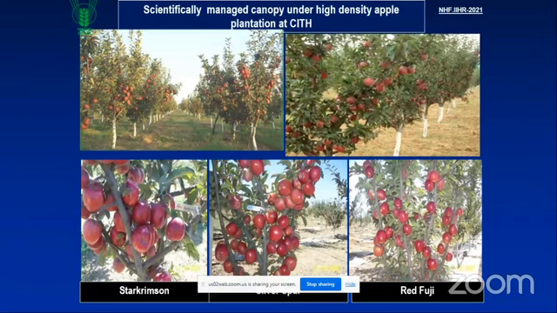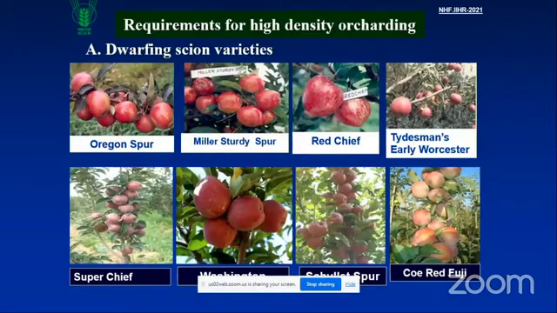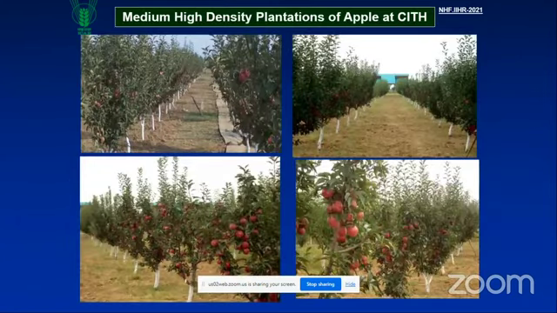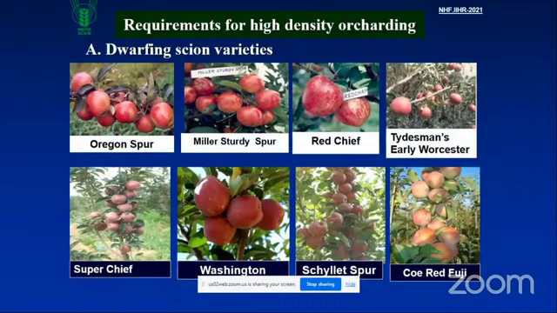Then all other varieties. These different types of varieties we have in the field. Star Crimson is there, Red Fuji is there, Oregon Spur is there, and Miller Stark Spur is there, Red Chief is there, Tedman earlier, and then Core Red Fuji, Super Chief. This is a medium density comparison photograph. These are the different dwarf Nishan varieties, Oregon Spur, Red Chief.